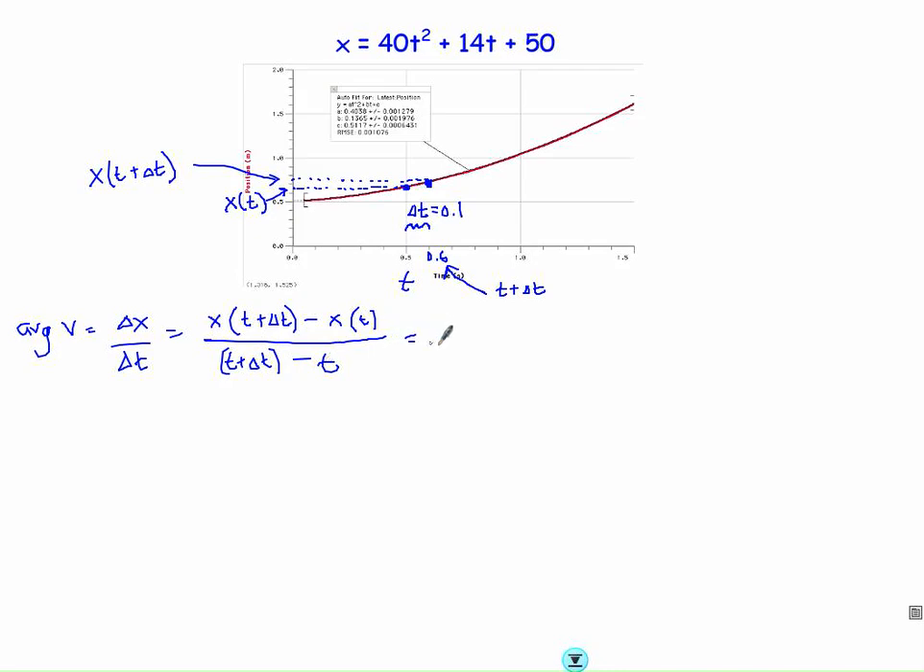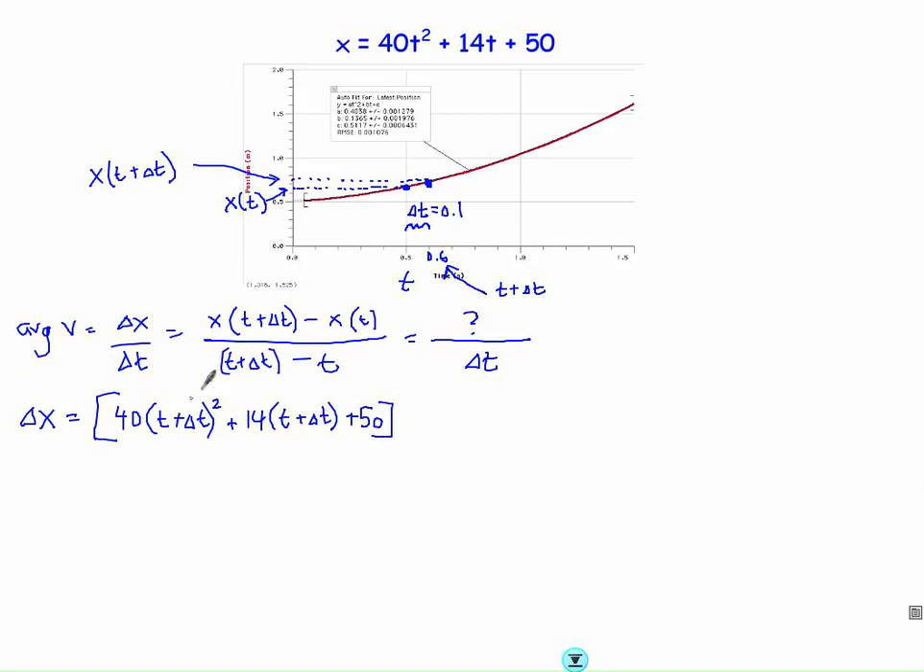And again, the bottom is easy. T plus delta t minus t is just delta t. No surprise there. The top is a little trickier. Really, it's just a mess of algebra. So let me do that down here. Delta x. So now, instead of plugging 0.6 in for t, I have to plug in t plus delta t. I have to plug in some symbols. What's that going to look like? It's going to look like this: 40 times t plus delta t squared plus 14 times t plus delta t plus 50.